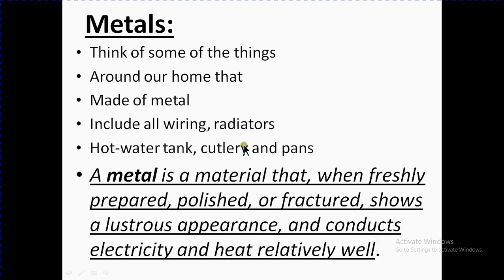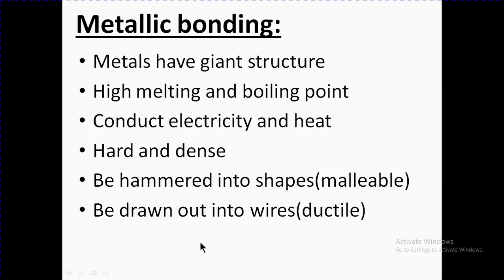So now let's start the definition of metal. Actually, what is a metal? A metal is a material that, when freshly prepared, polished, or fractured, shows a lustrous appearance and conducts electricity and heat relatively well. So this is the definition of metal.